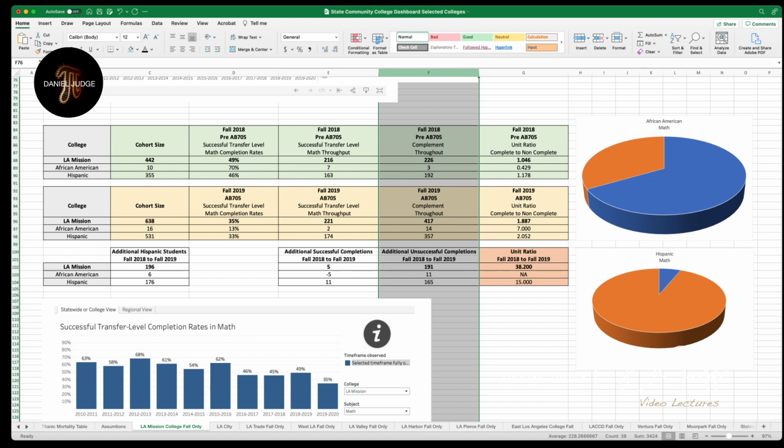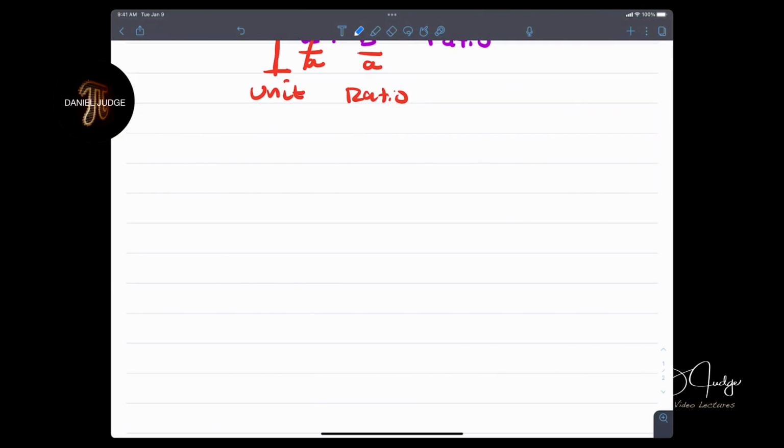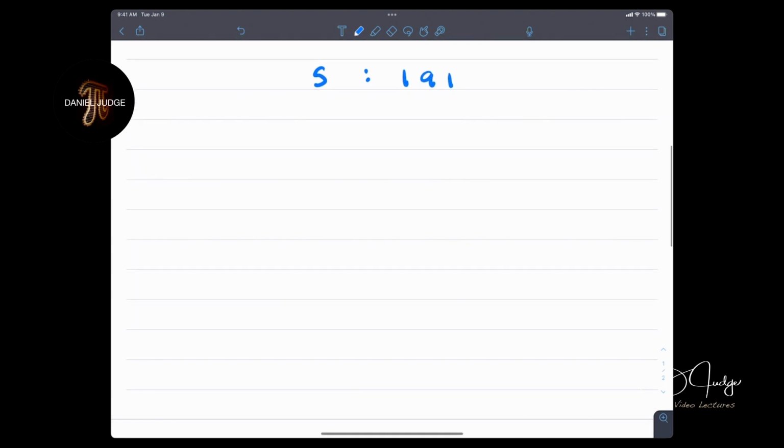191 students did not get through. So you said, 5 to what? 191. They did not get through. So I'm going to go to the iPad now. Remember, this is 5 to 191. This is that throughput. This is the successes. This is the additional students that got through.